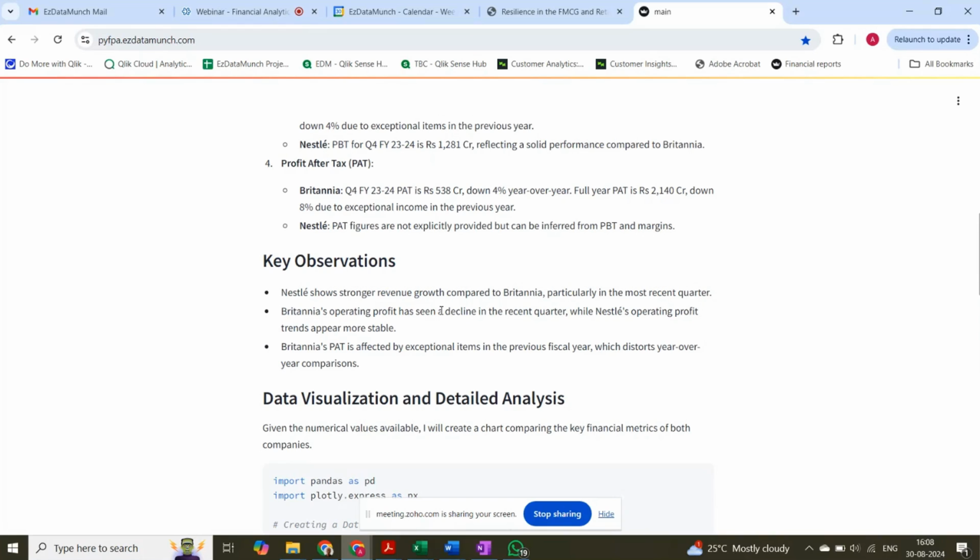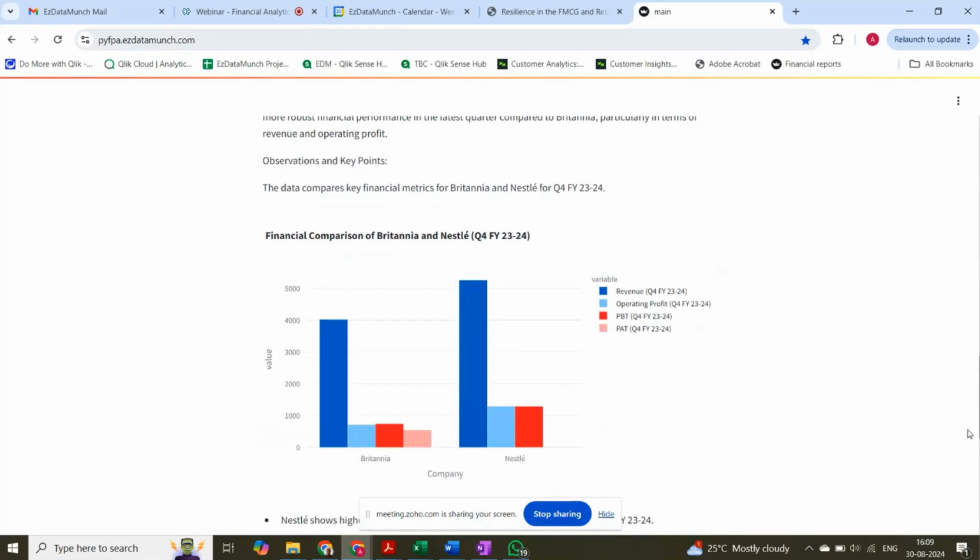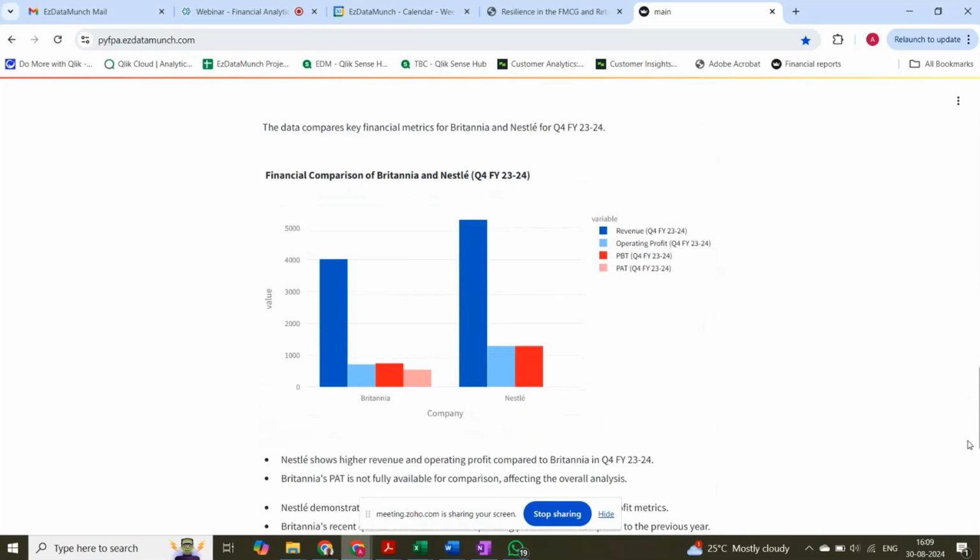right? And then as we go down, it actually converts the whole thing into a chart. It also draws a chart and tells us what Britannia was and what Nestle did.